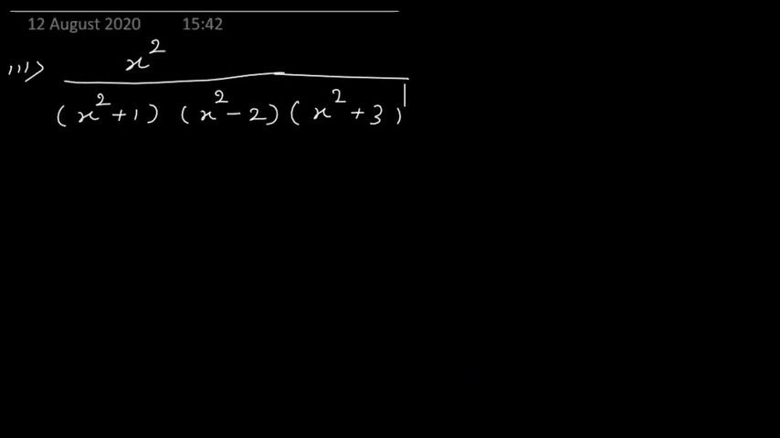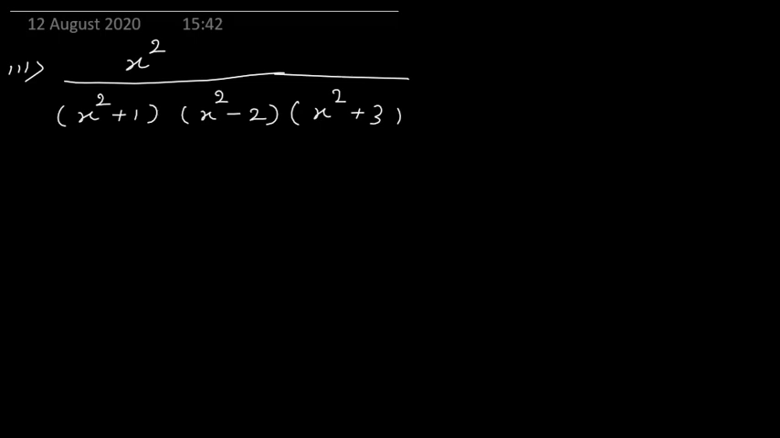Third question is x square upon x square plus 1, x square minus 2, x square plus 3. Now here if you see, your denominator is of the quadratic form. So for quadratic form my numerator will be a linear equation. So in linear equation we are seeing that there are two constants a and b, like ax plus b, cx plus d, then ex plus f, like that. So how many constants? There are total 6 constants that we need to find out.